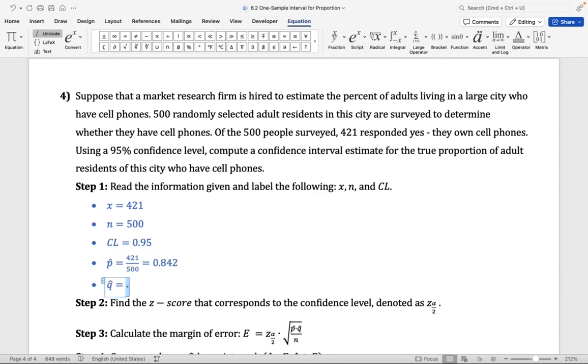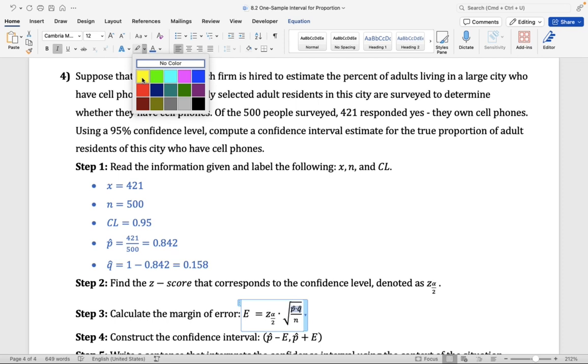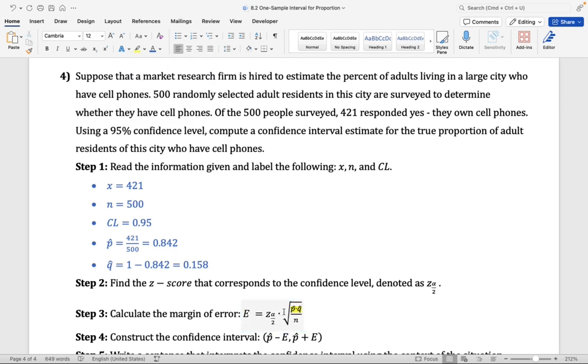Now, what is the value of Q hat? Remember, Q hat is 1 minus P hat. That is 1 minus 0.842. This is equal to 0.158. Again, I'm finding P hat and Q hat here in step 1 because I know that we're going to need those values to calculate the margin of error. Okay? And so I'm already looking forward. I'm already thinking we have P hat, we have Q hat, we have N. Now we just need the C-score.